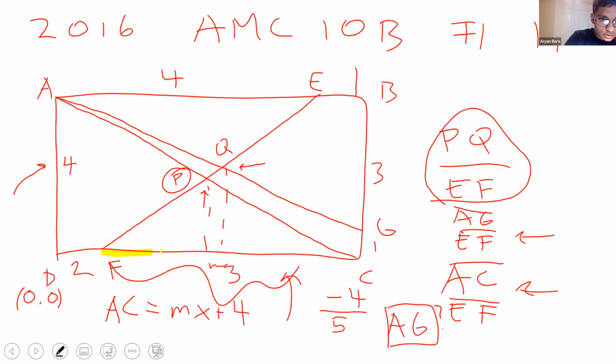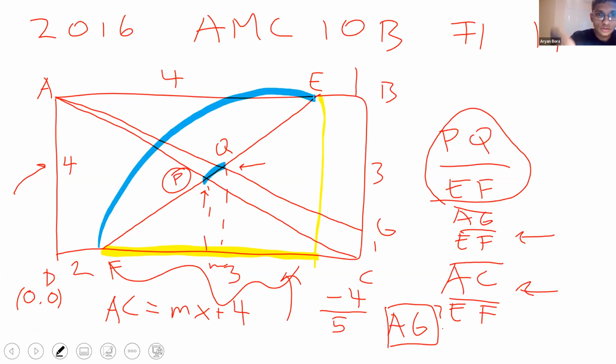This distance, just think about this triangle here, right? So basically the ratio, we only want the ratio, right? We don't actually want the distance. So you want to find the ratio of PQ to all of EF. And basically, if we drop the perpendiculars from P and Q to this line, FC, then we can just say that the ratio of this to this is the ratio of PQ to EF.